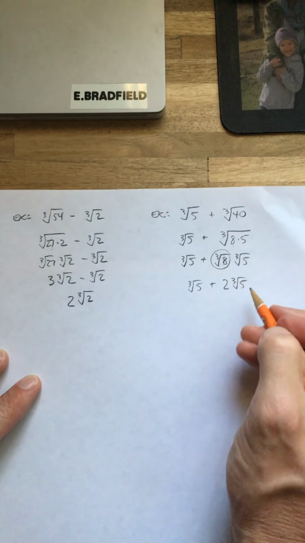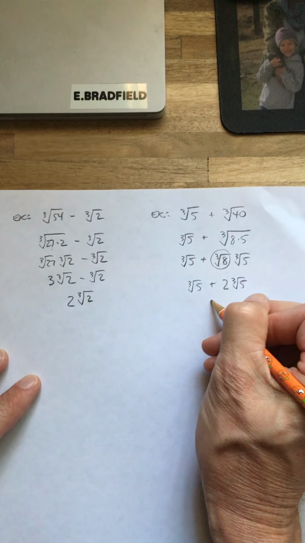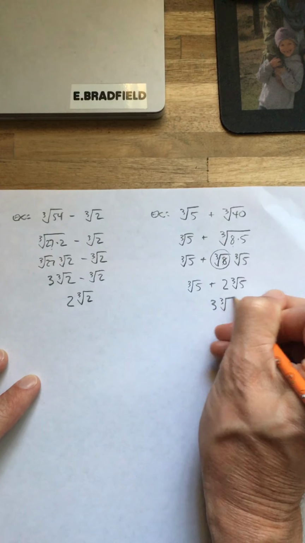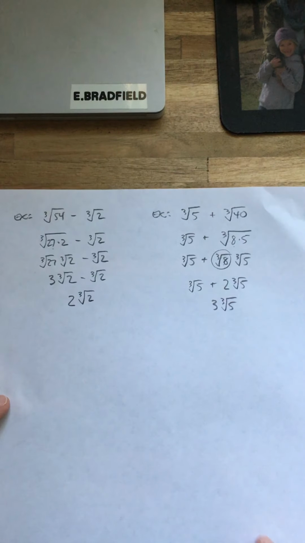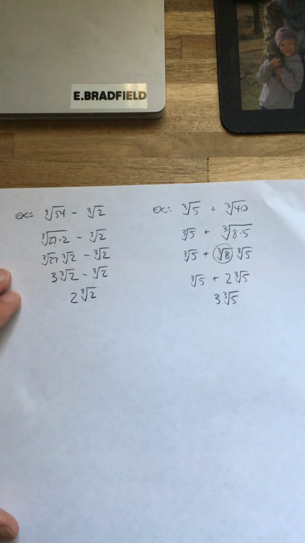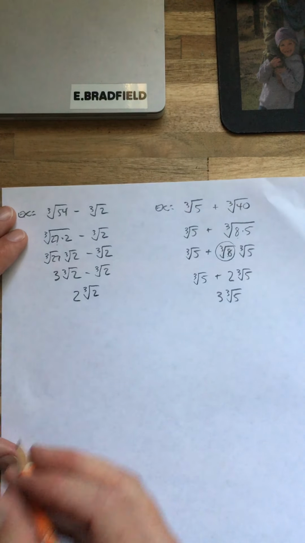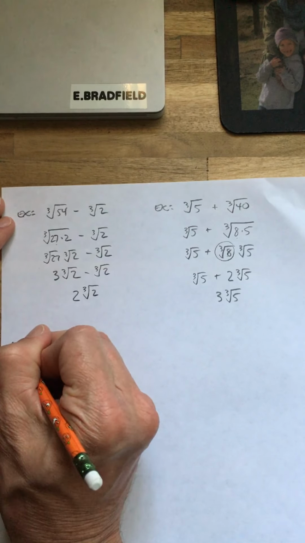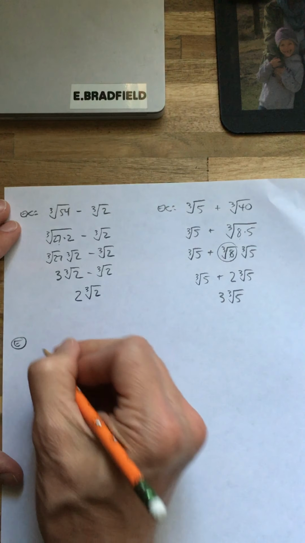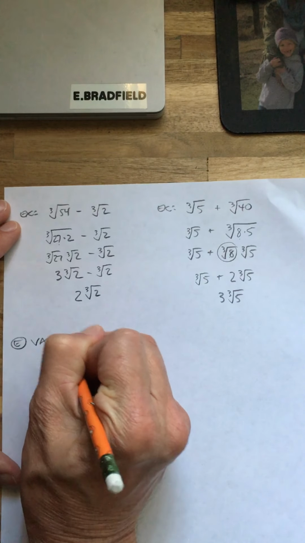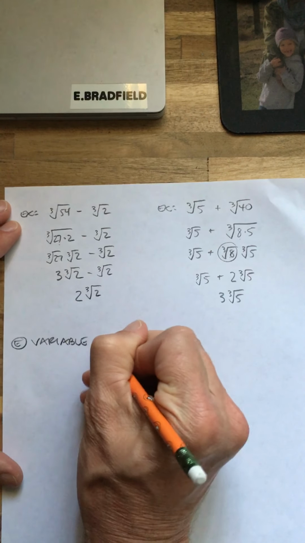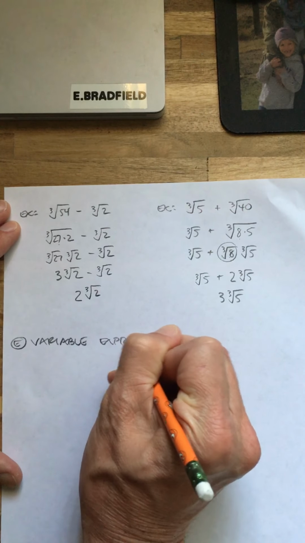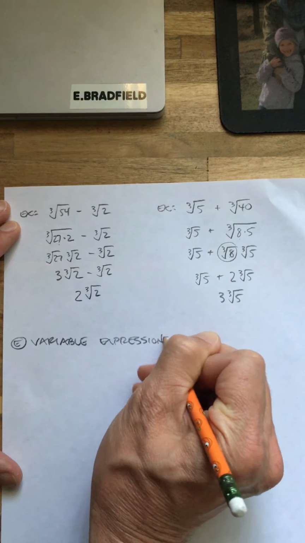How many do I have altogether? That's right, I have 3 of them. 3 of the cubed roots of 5. All right, and let's squeeze in the last little bit. I'm running out of time, less than 5 minutes. I will go ahead and do part E for you. It is variable expressions. Let me sharpen my pencil one more time.